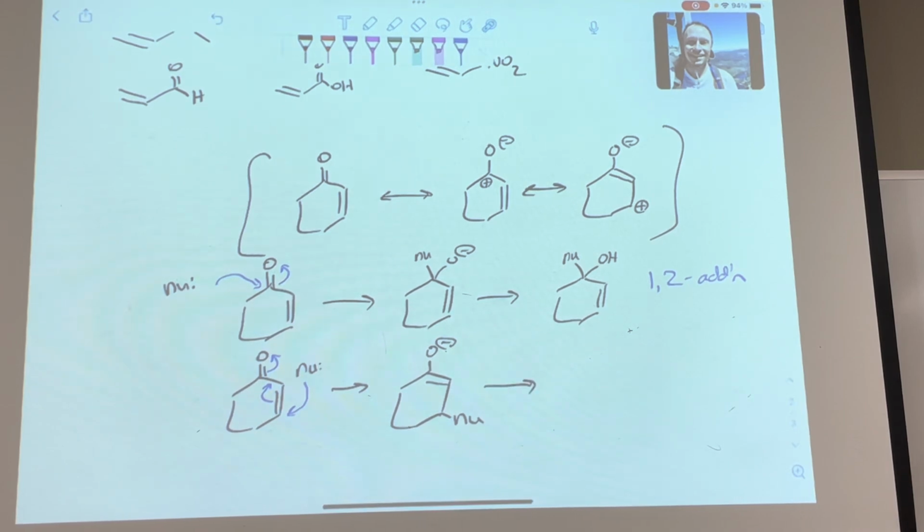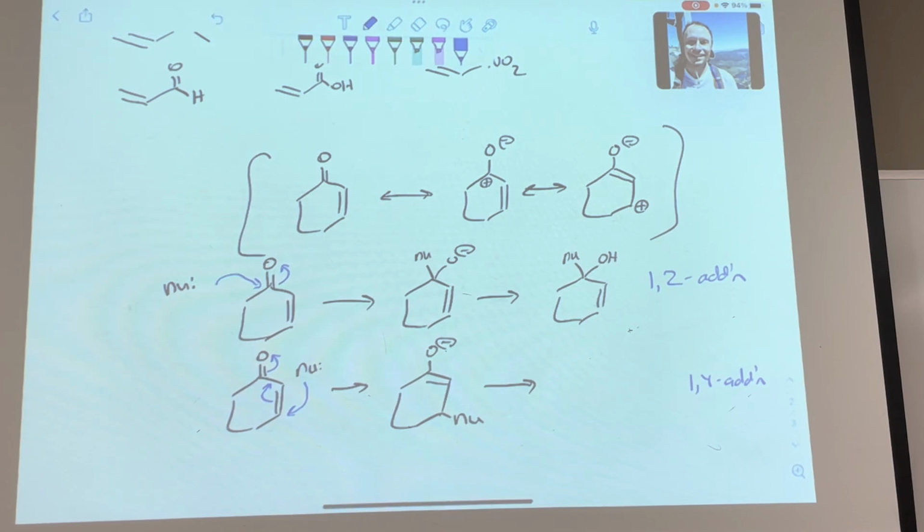So now this one, this is where the nucleophile added to. I would consider that my 1. Then the electrons ended up 1, 2, 3, 4 away. So I'm going to call this 1,4 addition.